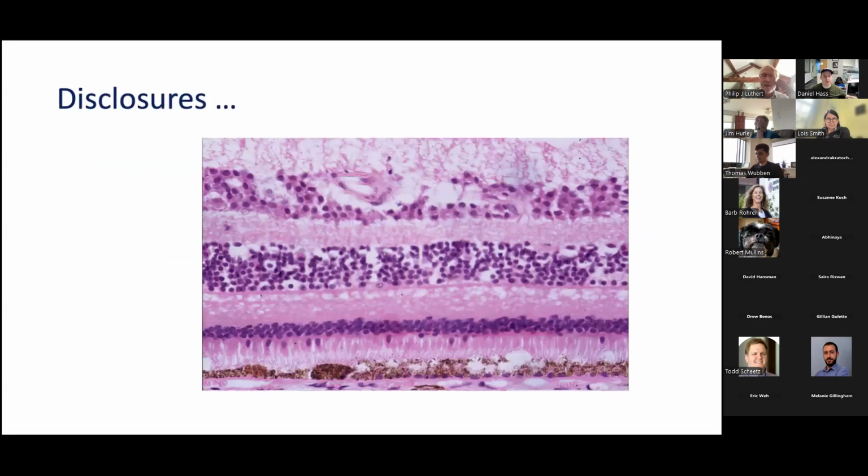So, disclosures: I'm not a biochemist. I'm not a molecular biologist. I'm not a mathematician. I'm not a computer scientist. So a lot of the nitty gritty of this, I can't do.